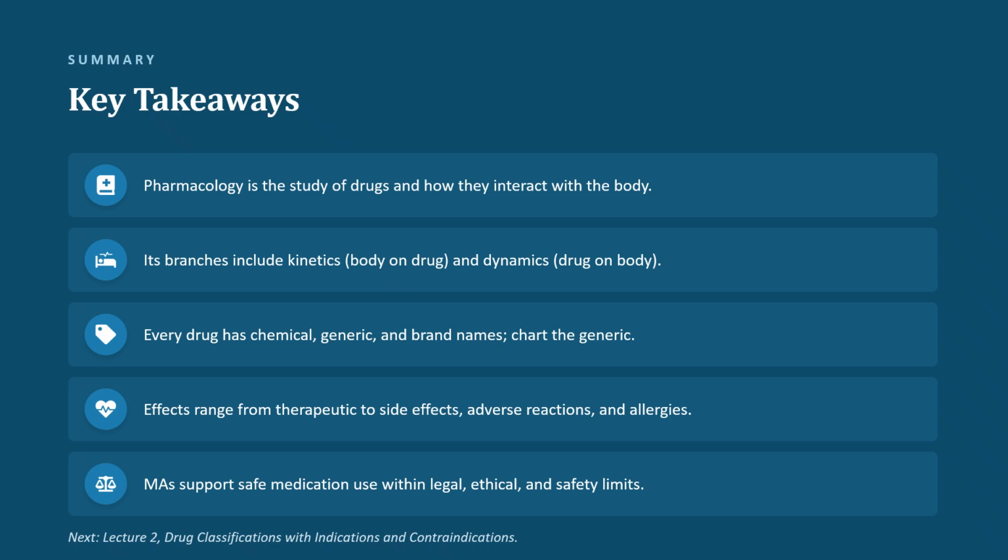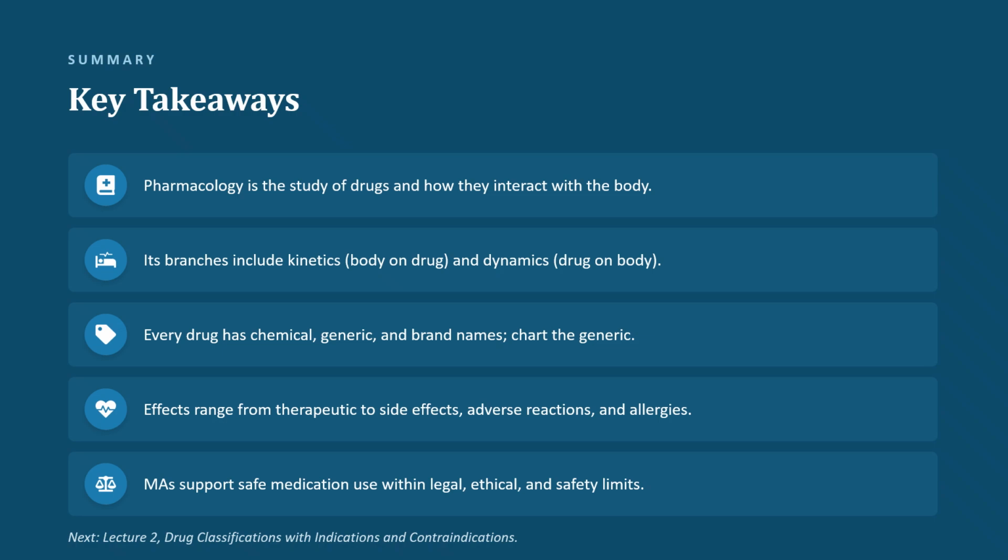Keep the key term pairs straight: dose versus dosage, indication versus contraindication, and potency versus efficacy. Always verify medication information with a trustworthy source such as the package insert, DailyMed, MedlinePlus, or USP standards. And above all, practice within the 3 pillars of your role: legal, ethical, and safety, by staying inside your scope of practice, being honest, and verifying before you act.